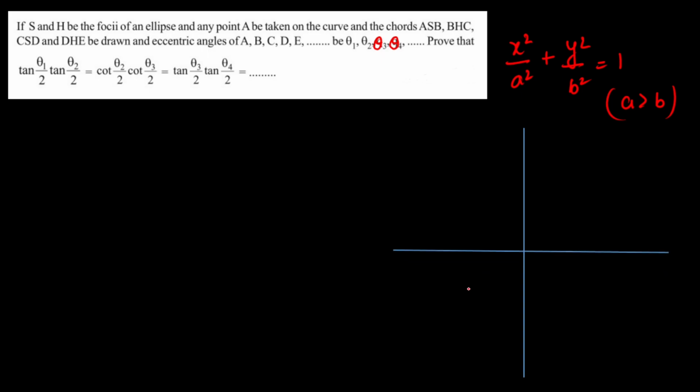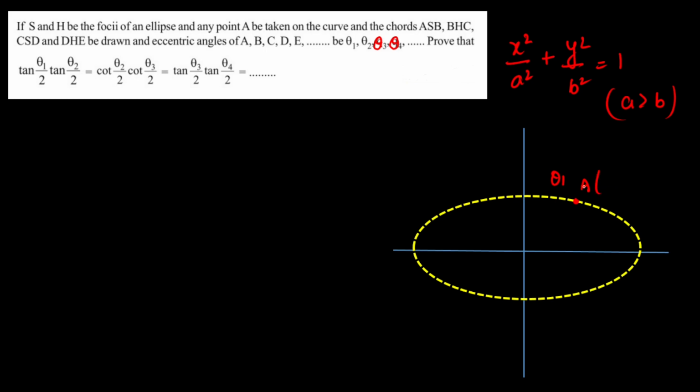Now let's say this is our x-axis, y-axis. Let's say this is our ellipse. Let's take any point here. The eccentric angle is theta 1, and the parametric coordinates are a cos theta 1 comma b sine theta 1.